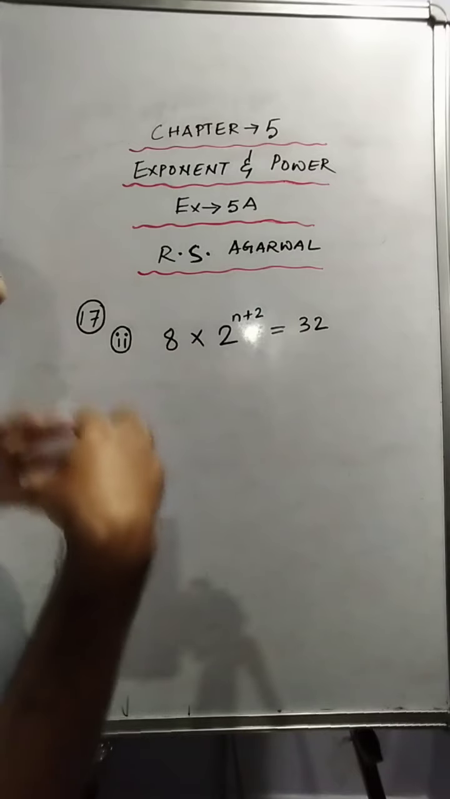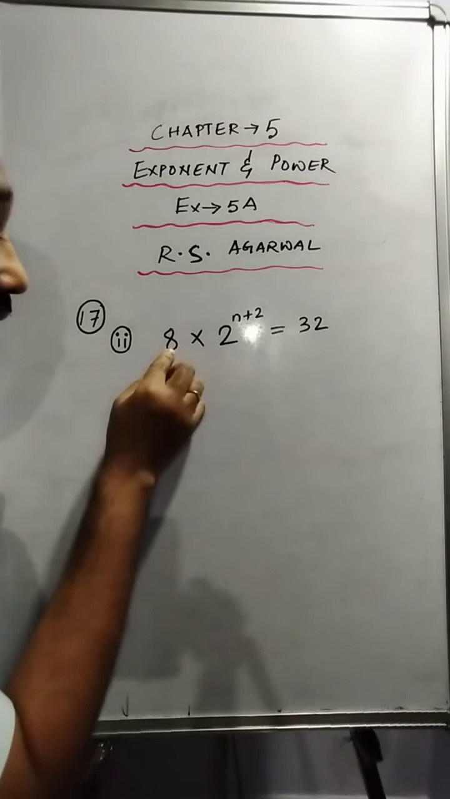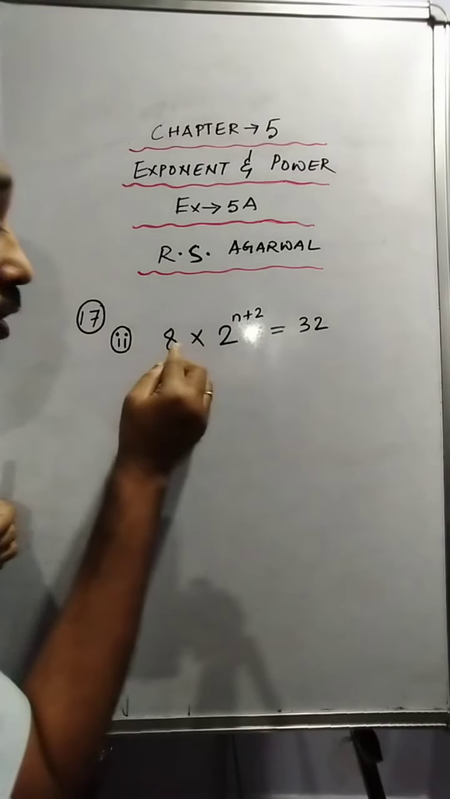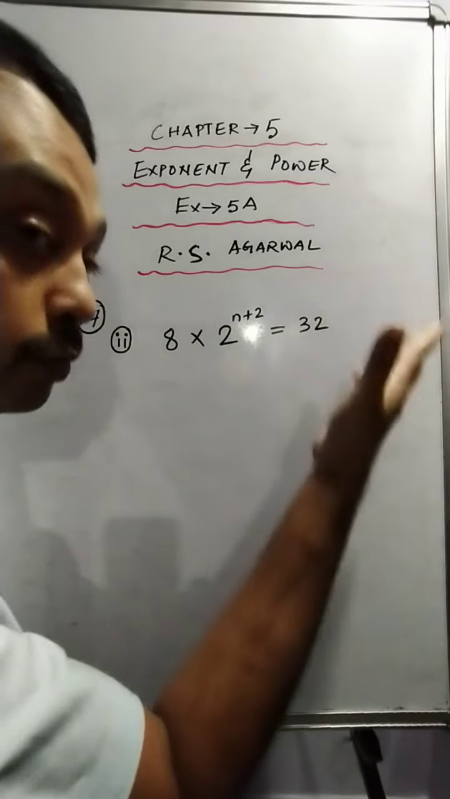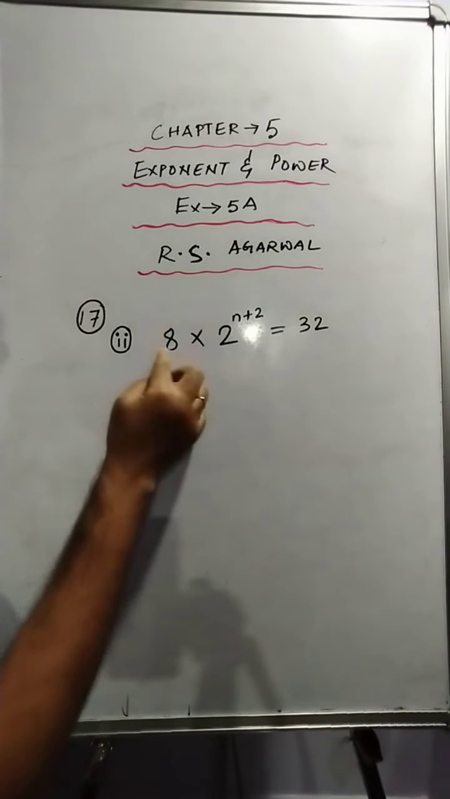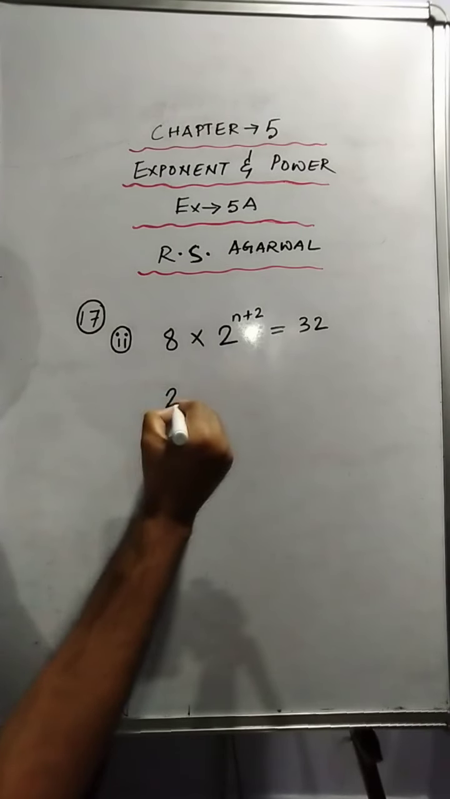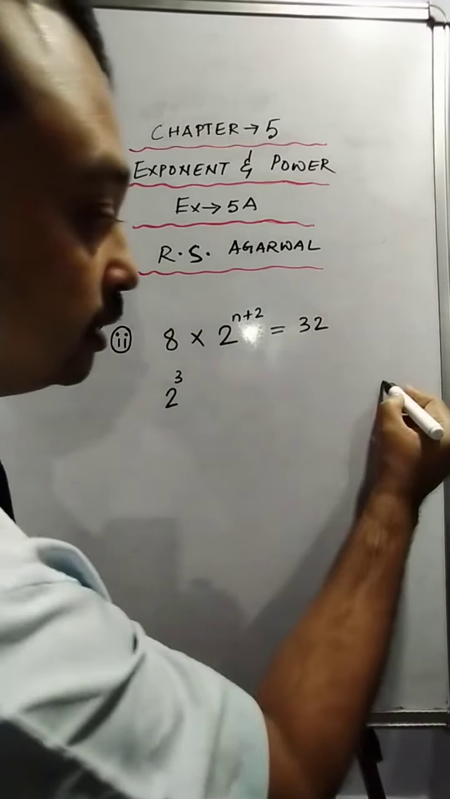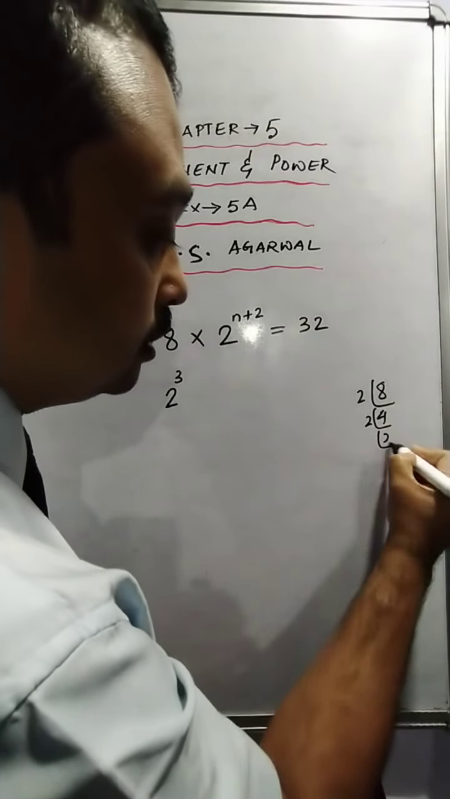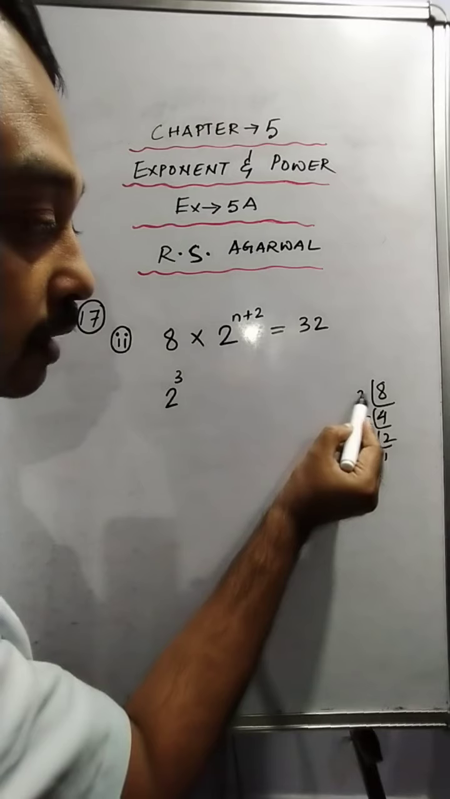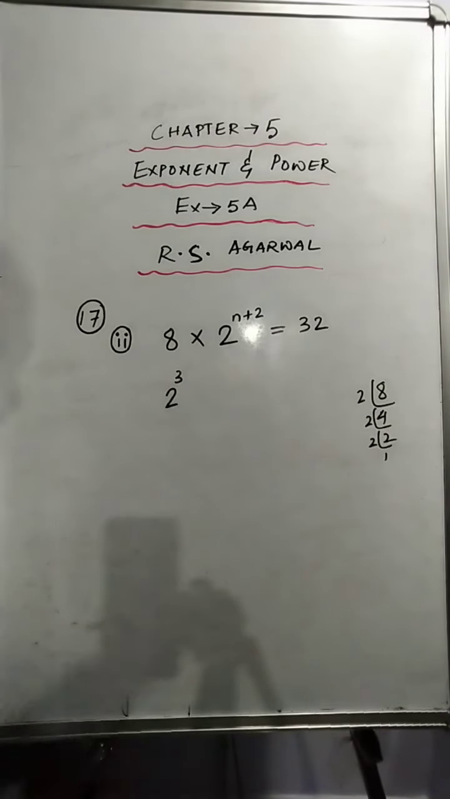So we have to make the bases similar. 2 is a prime number, and 8 and 32 are composite numbers. So we'll try to change this 8 and 32 with a base of 2. If you do the prime factorization of 8, in place of 8 we can write 2 to the power 3, that is 2 4s, 2 2s, 2 1s. So 8 is a combination of 3 2s, so it will be 2 to the power 3.